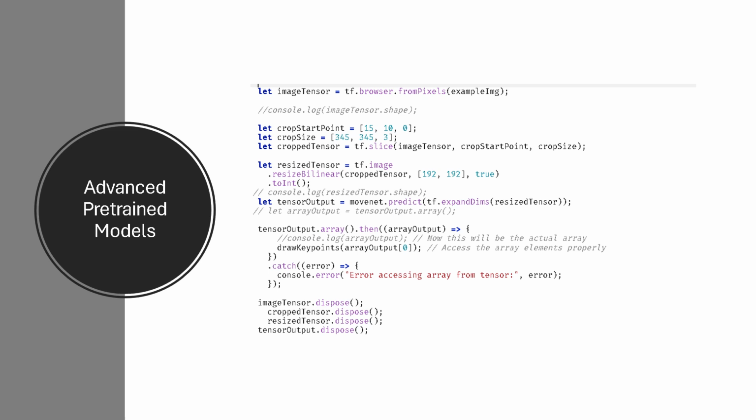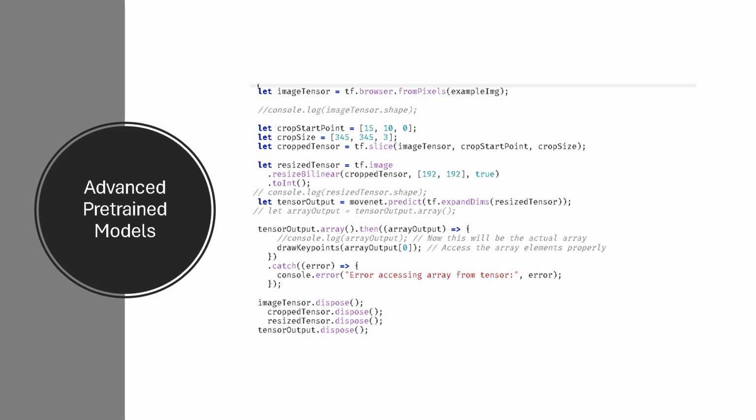But this is the example of the advanced pre-trained models, and we use tf.browser.fromPixels, and this makes it really simple to take images from elements. And tf.slice just takes from that the correct slice that we need. So we take a slightly larger image. This is the picture of the lady, and then we resize that.